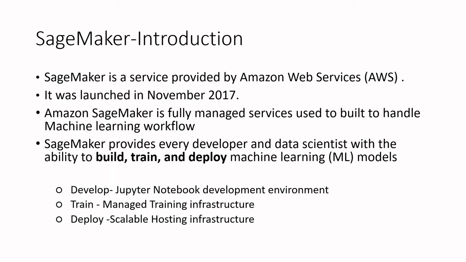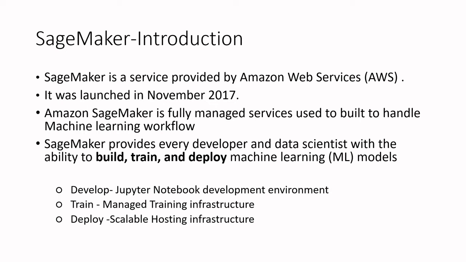Development. So, how do you develop the model? SageMaker provides Jupyter Notebook and Jupyter Lab, wherein the data scientist or developer can write their code. And once they write their code, they can develop it and store it in S3 or in the SageMaker instance itself. The second, for training, SageMaker provides a managed training infrastructure.